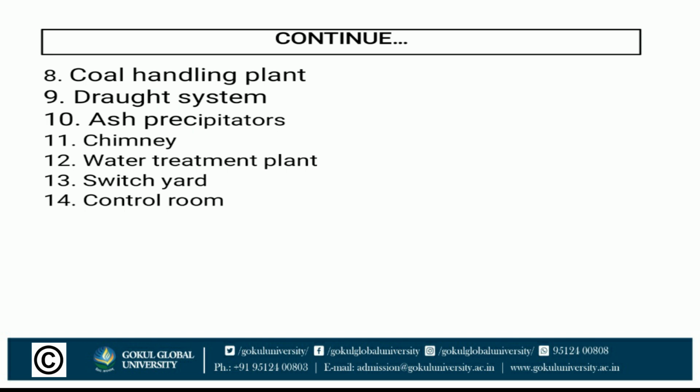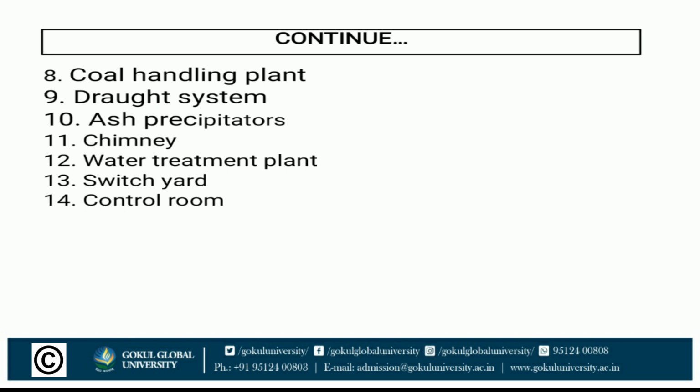Next one, ash precipitators. The function of ash precipitator is to remove fly ash and dust particles from the flue gases before these escape into the atmosphere through the chimney, to avoid air pollution. Next one, chimney. It is a ferro-concrete structure lined with fire bricks. It is used to escape flue gases to the atmosphere at 30 meters above the ground.